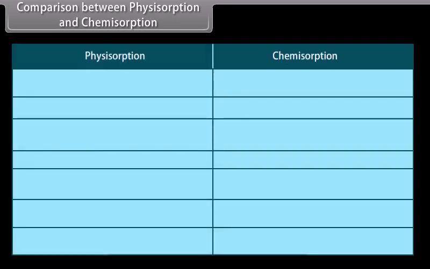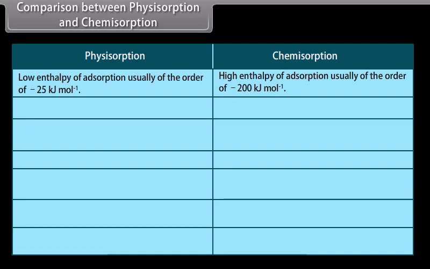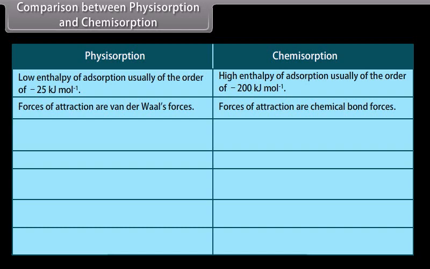Comparison between physisorption and chemisorption. The important differences between physisorption and chemisorption are: low enthalpy of physisorption, usually of the order of -25 kJ per mole, whereas high enthalpy of chemisorption, usually of the order of -200 kJ per mole. In physisorption, forces of attraction are van der Waals forces, whereas in chemisorption, forces of attraction are chemical bond forces.